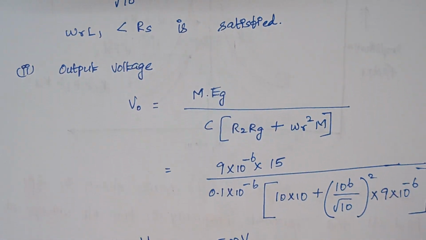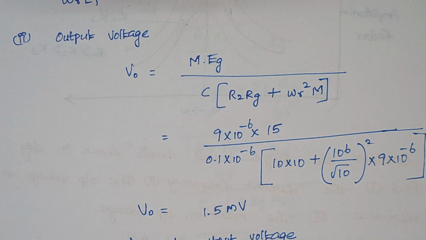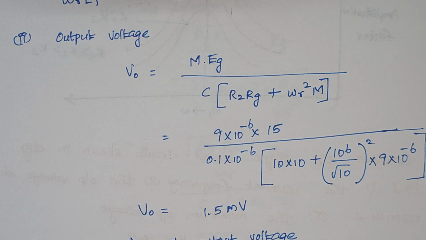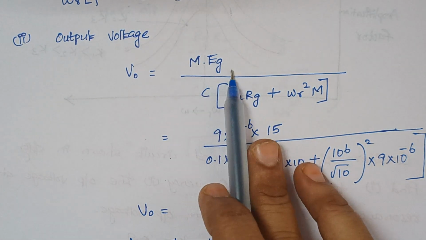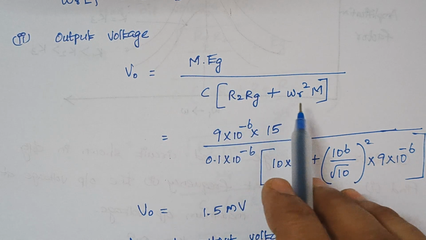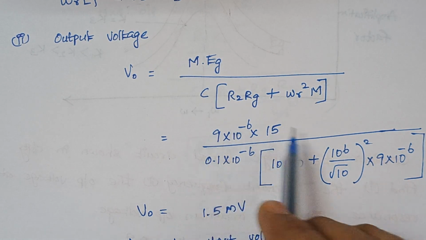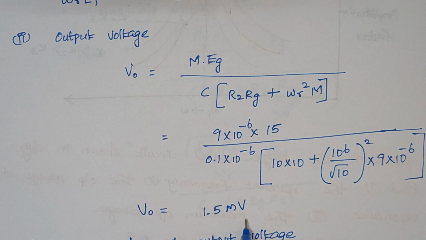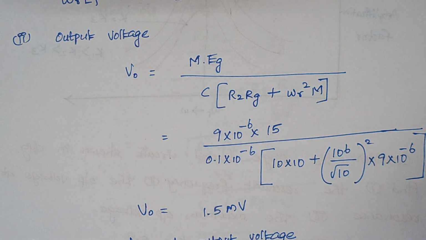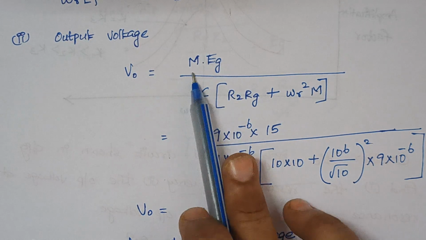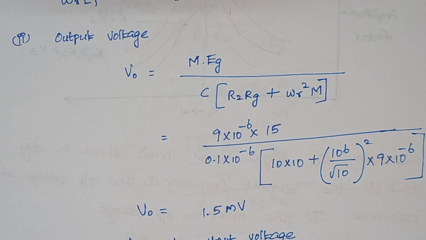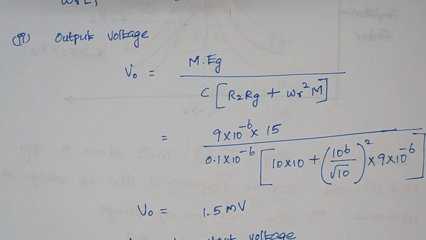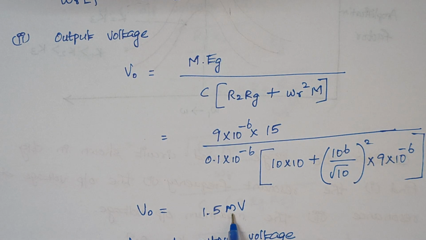So the next thing is finding the output voltage. Again, once you know the formula, you can directly substitute and calculate the values. So here the output voltage is given by M into Eg by C into R2 Rg plus omega R square M, right? Just substitute the values here and finally the value of output voltage is 1.5 millivolt. Here we know each and every value: R2, Rg, C, M, Eg. Eg is your source voltage, M is mutual inductance and C is the value of capacitor. Everything is given in the problem. You can directly substitute. That's it. And here the answer is 1.5 millivolt.